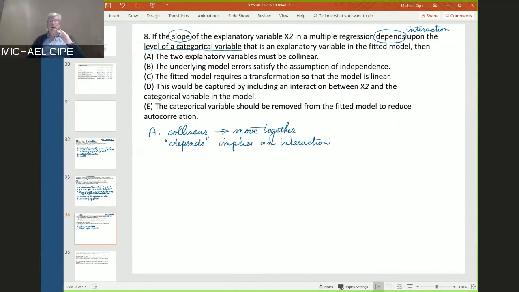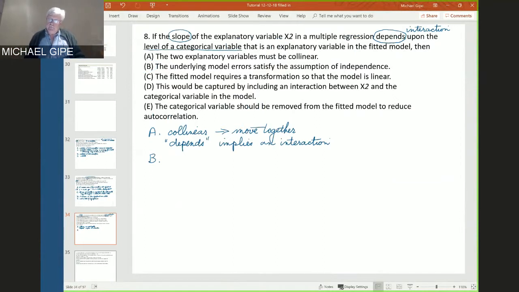So the slope is changing. The slope of one variable is changing. If that variable is collinear with another, the slope doesn't change because the other one changes. But if the slope is changing due to a categorical variable, that's an interaction between the categorical and the continuous variable, not a measure of collinearity.